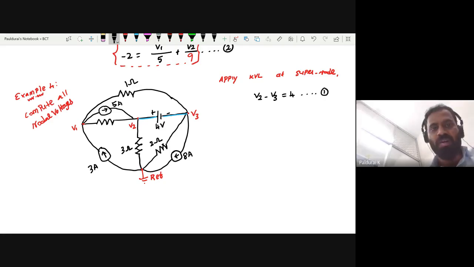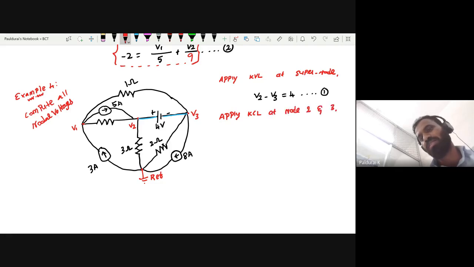So after that, what will you do? This time you will apply KCL at node 2 and 3. Before that, you will remove this branch, branch number 4. Here it's very important. So this time, totally how many currents will come in equation number 2?